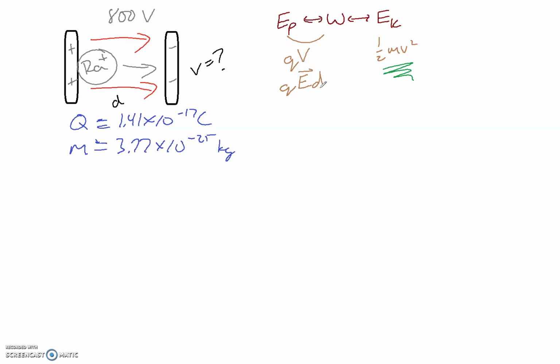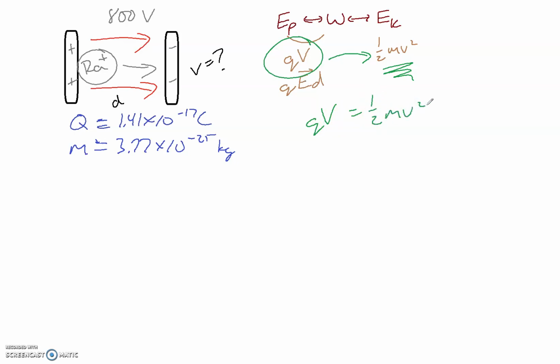So the potential energy of the charge would be equal to Q times V, and that turns into kinetic energy. Those two have to be equal, so I can use that to solve for how fast it's going. So Q times V, or in this case it's a capital Q, doesn't matter, equals 1/2 mv squared.